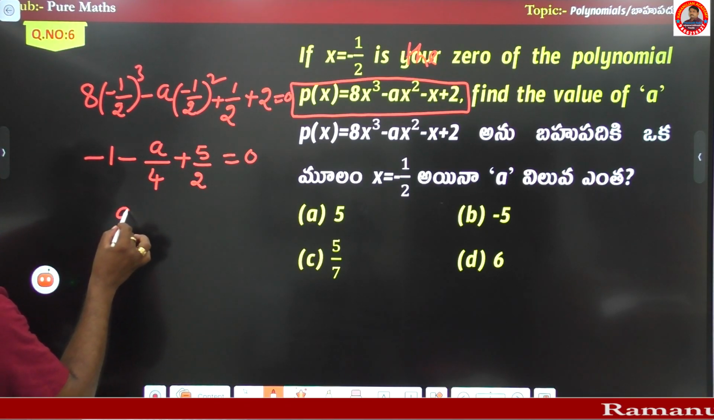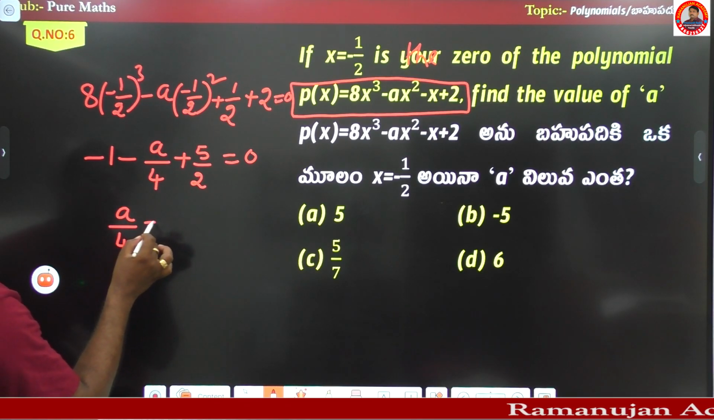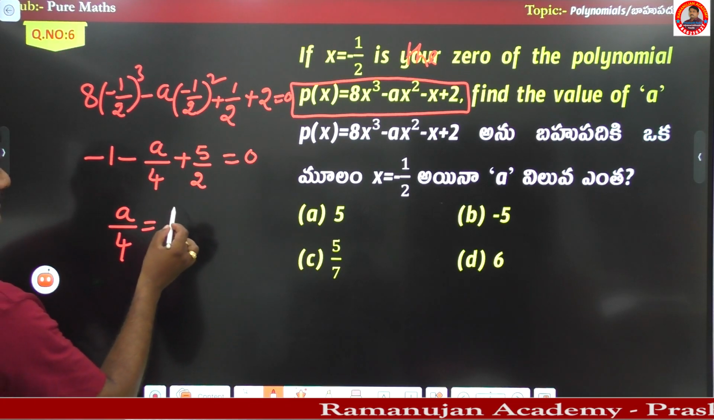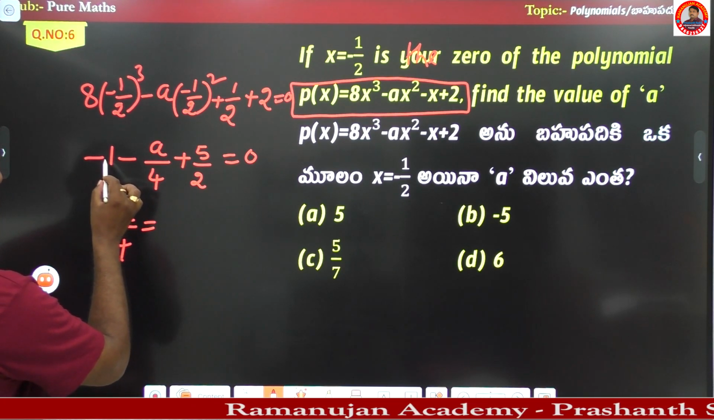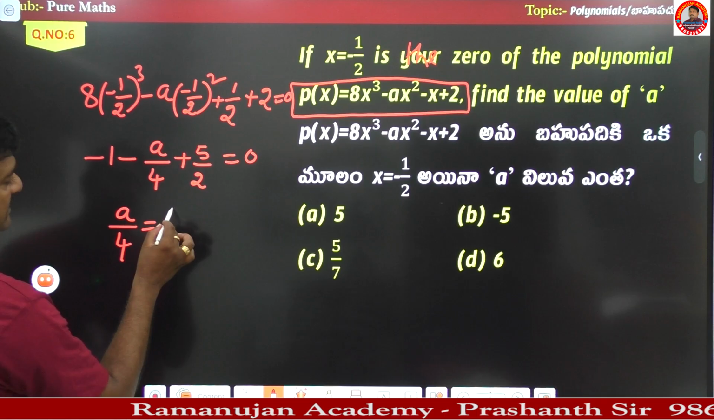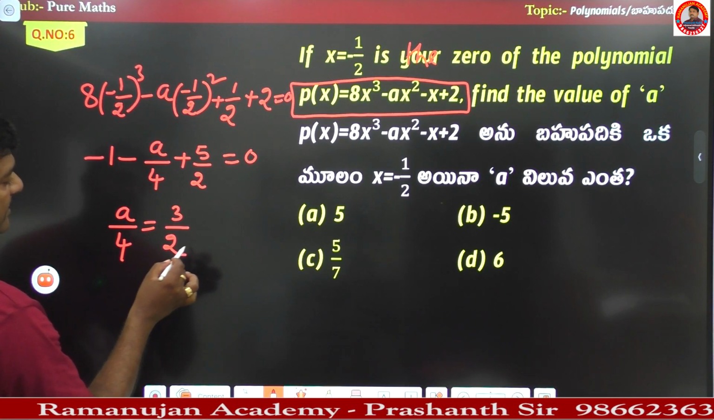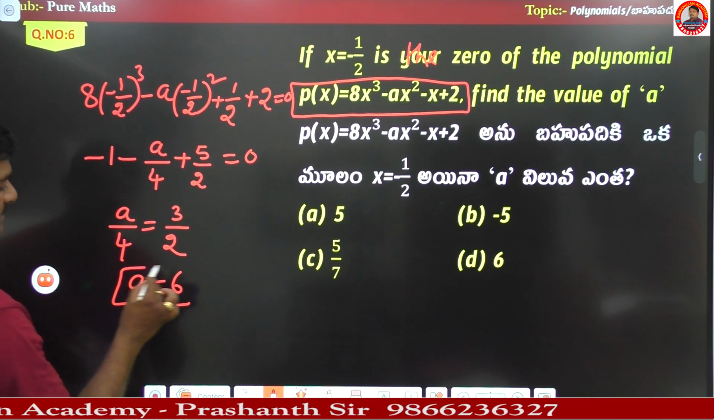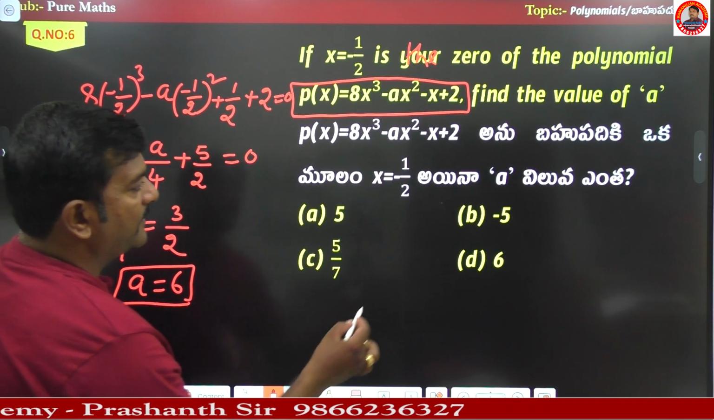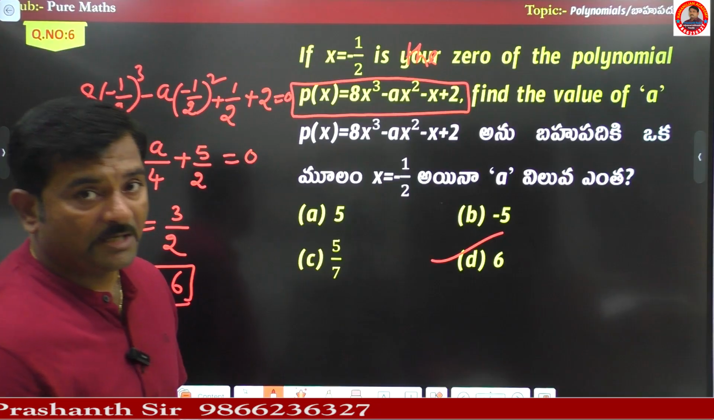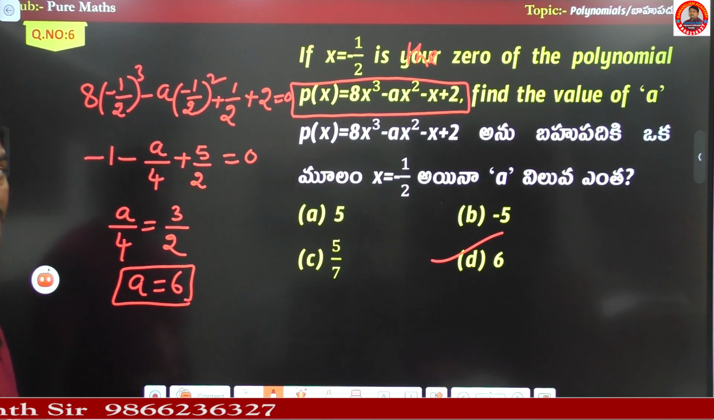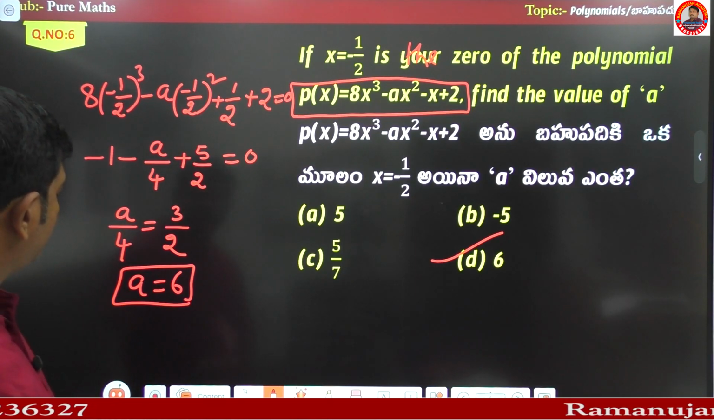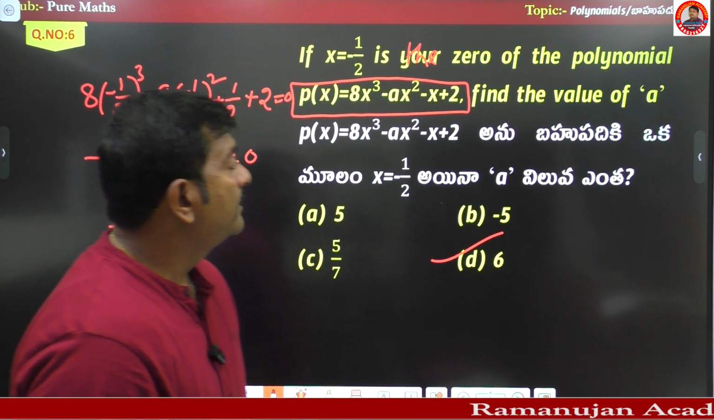Now just observe here, our intention is to find the value of a. Negative a by 4, you can transpose to that side and it becomes positive a by 4. Now 2 into minus 1 means minus 2. Minus 2 plus 5 means 3, so a by 4 equals 3 by 2. 2 ones are 2, 2 2s are 4. Therefore the a value you are getting is 6. He asked to find the value of a, so 6 is the answer for this question.